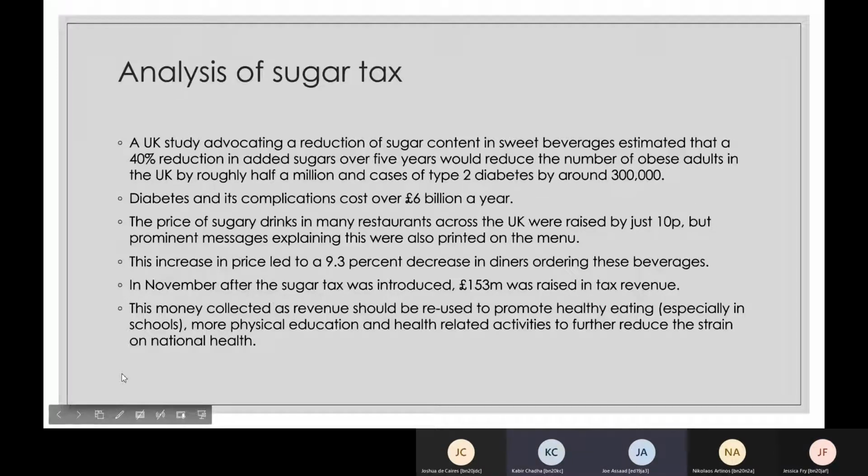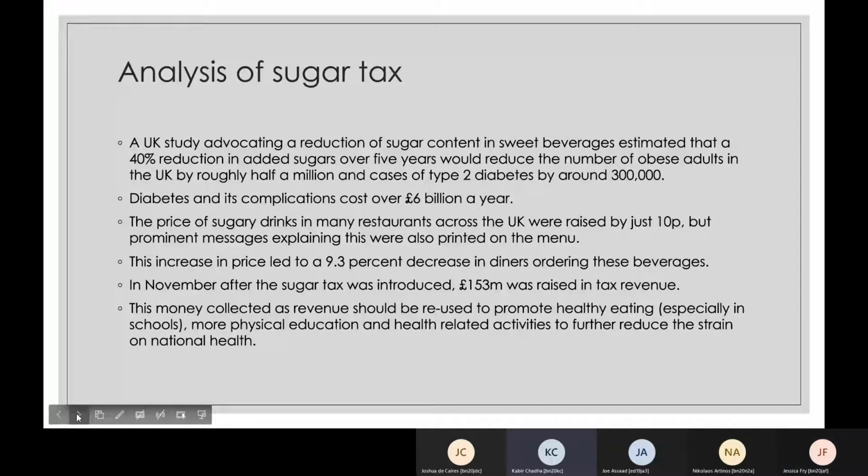In analysing the sugar tax, a study in the UK advocating a reduction of sugar content in sweet beverages estimated that a 40% reduction in added sugars over 5 years would reduce the number of obese adults in the UK by roughly 500,000, and the cases of type 2 diabetes by around 300,000. Diabetes and its complications cost over £6 billion a year.